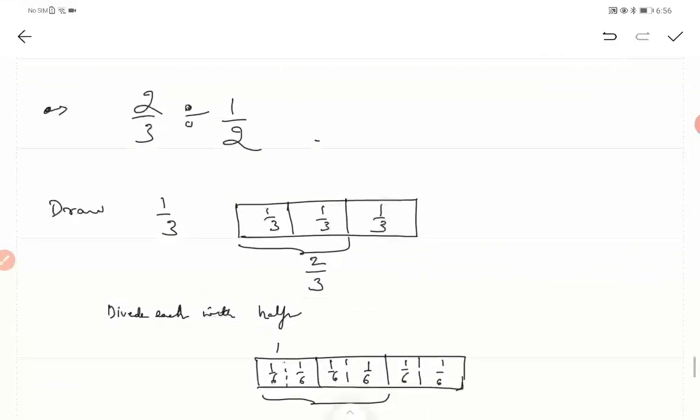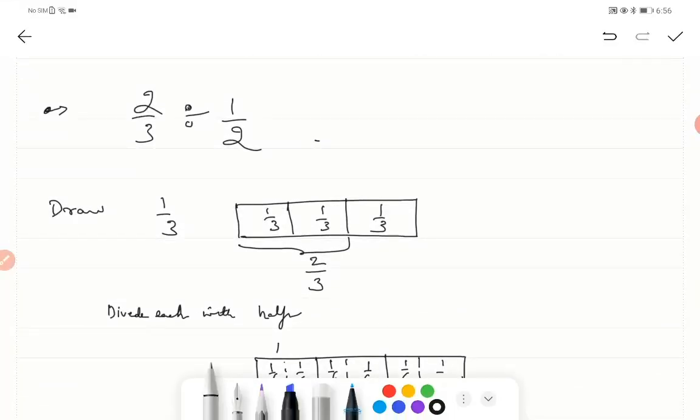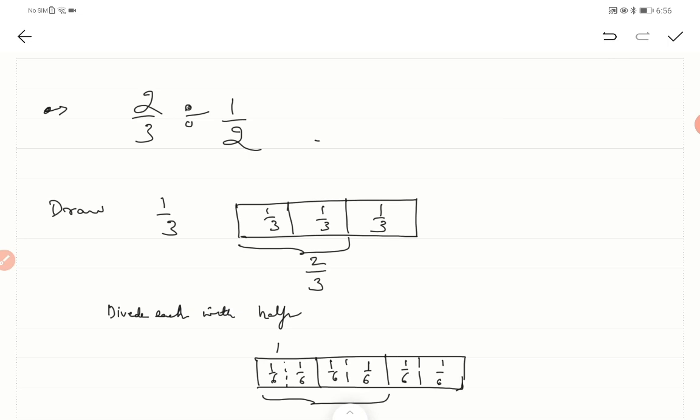Let's do similarly for this 2 by 3 for two fractions. Alright, so I have already drawn this. If you have 2 by 3 divided by 1 by 2, first let's plot 2 by 3. For 2 by 3, first draw 1 by 3. So you have a rectangle and it is divided into three parts, 1 2 3, 1 by 3, 1 by 3, 1 by 3. These two till here will represent 2 by 3.